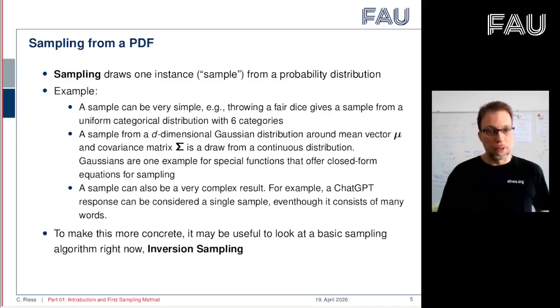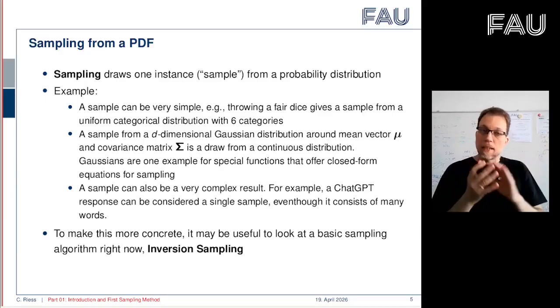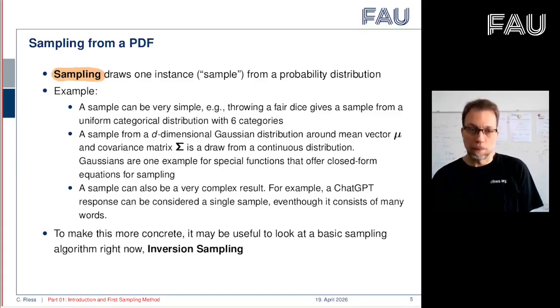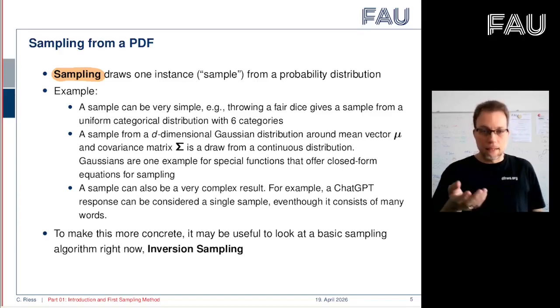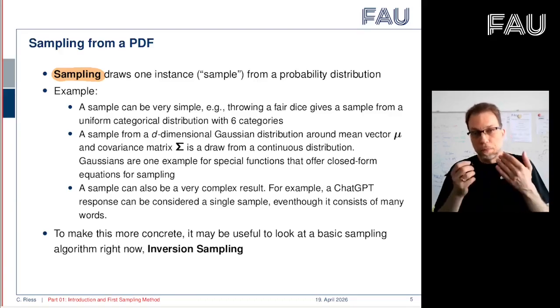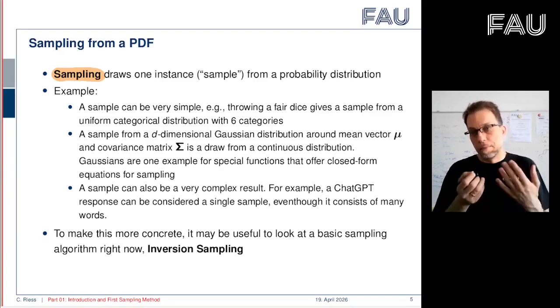Sampling from a PDF. We already said we have observations being samples from a PDF. What does that mean? The process of sampling means that we are drawing one instance, one sample, from a probability distribution. This can be very simple. Here's a simple example. I'm playing dice, throwing a fair dice, and this gives me a sample from a uniform categorical distribution with 6 categories, namely the numbers 1 to 6.